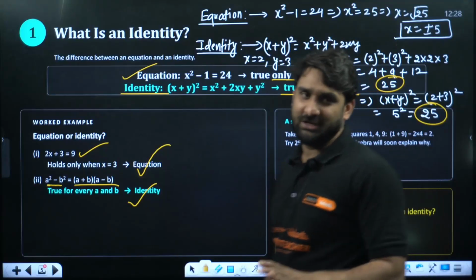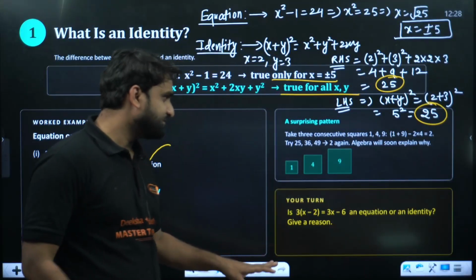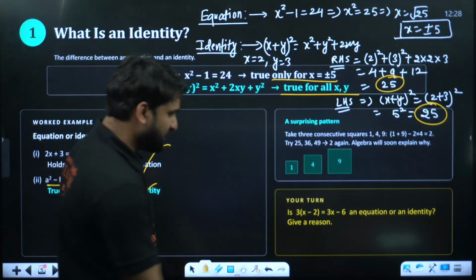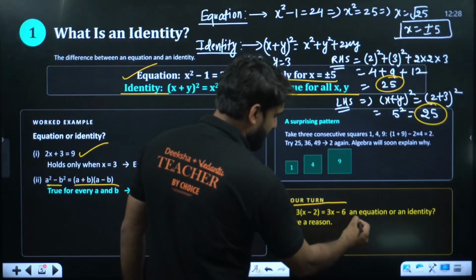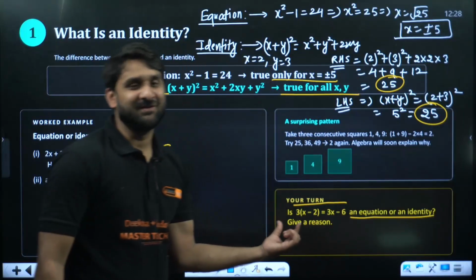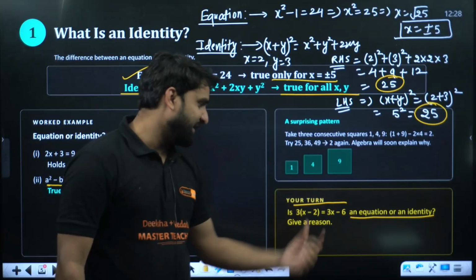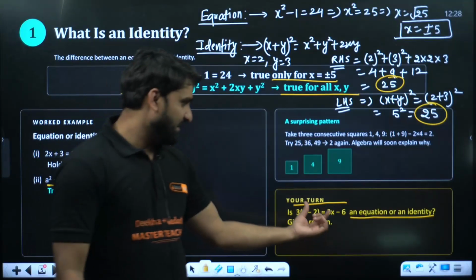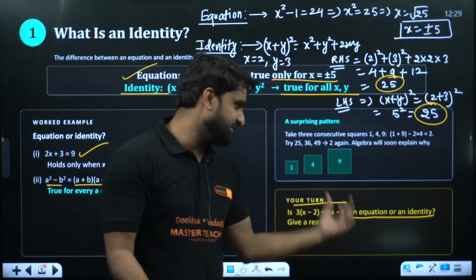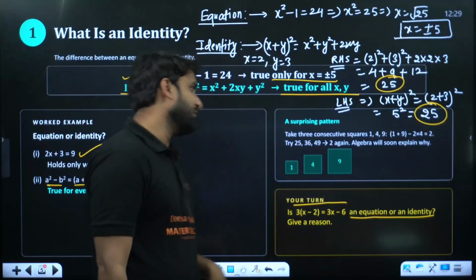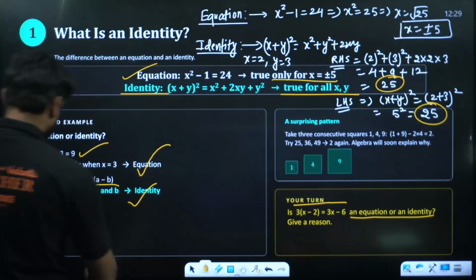I hope this is clear to you everyone. Now you can see here, your turn. So this is a question here, an equation or an identity? Obviously this is an equation, because it will not be satisfied at every x. There will be only one solution of x which will satisfy the RHS and LHS. So this is an equation. Okay, moving ahead.